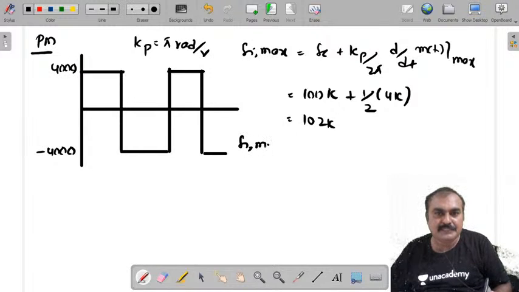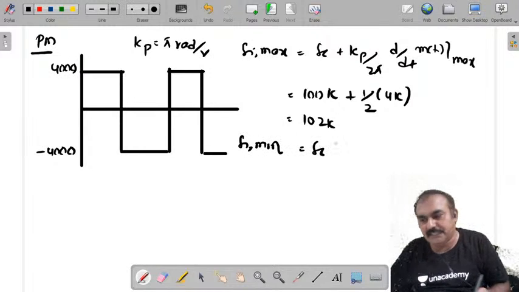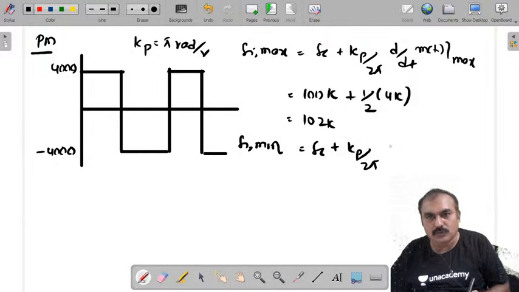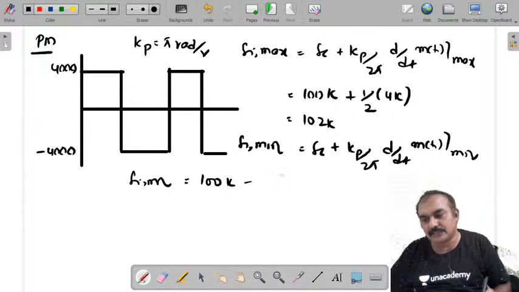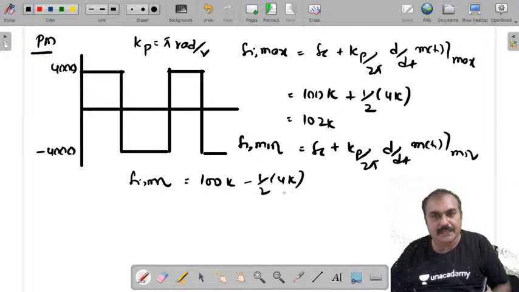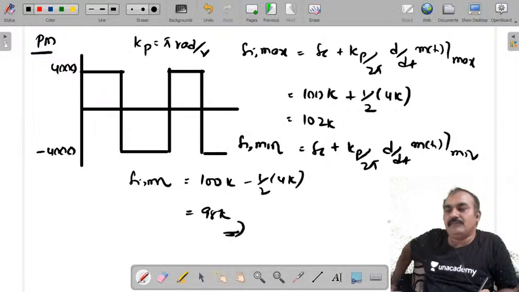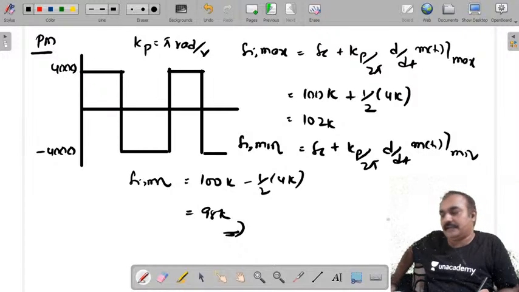Next, do Fi min. For Fi min, Fc, okay, again minimum, plus Kp by 2 pi into d by dt of m of t of minimum. Therefore Fi min equal to 100k minus, this is -4000, that is 1/2 into 4k. You are getting 98k, my dear students. Very good. With that we have finished the complete subject, my dear students, the analog communications.